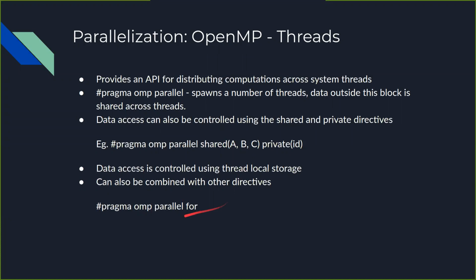Pragma OMP parallel can also be combined with another construct called pragma OMP for. So together they become pragma OMP parallel for. What this will do is it will spawn a bunch of threads and parallelize over a for loop, and the data in the for loop will be spread across each thread.